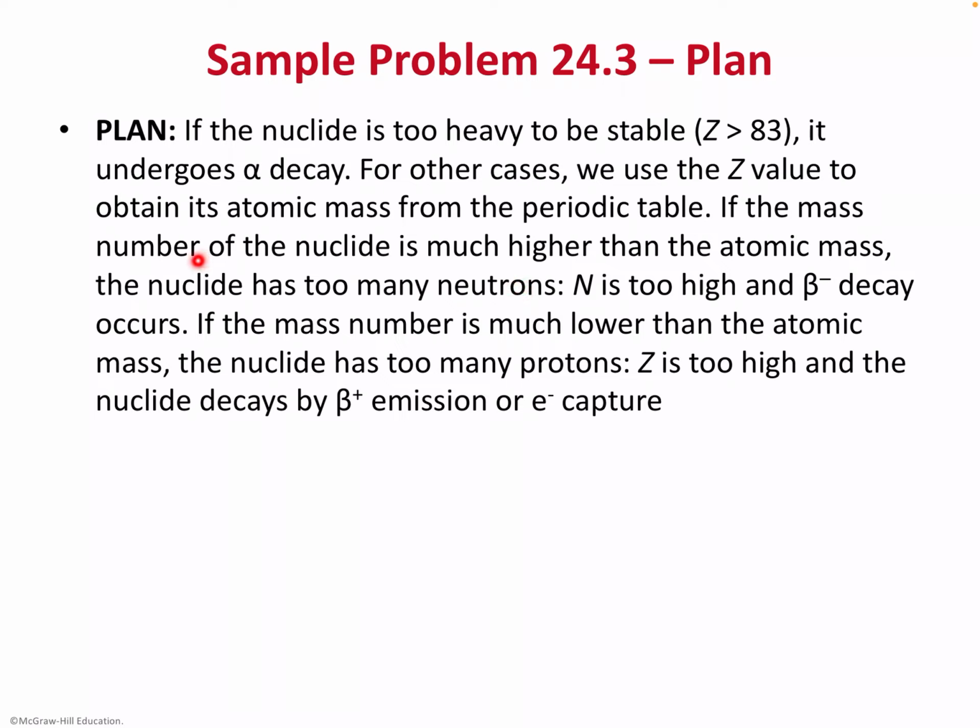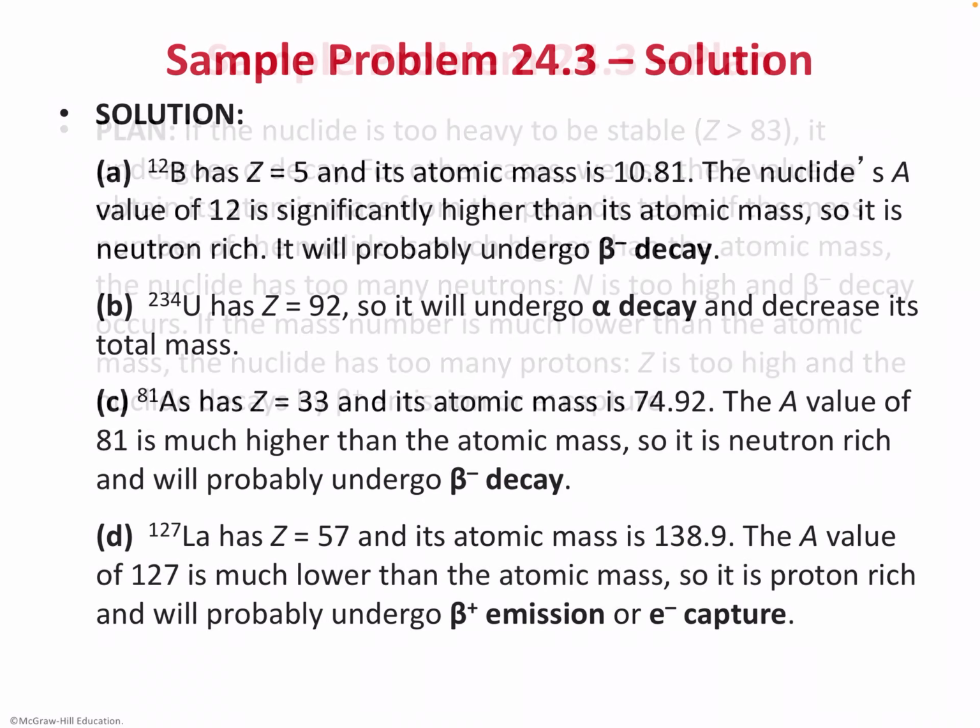Now the mass number given to us is 12. It is much higher than the atomic mass, which is 10.81. The nuclide has too many neutrons. So boron has too many neutrons, N is too high, and beta decay occurs. If the mass number is much lower than the atomic mass, which you find from the periodic table, the nuclide has too many protons. So Z is too high and the nuclide decays by positron emission or electron capture.